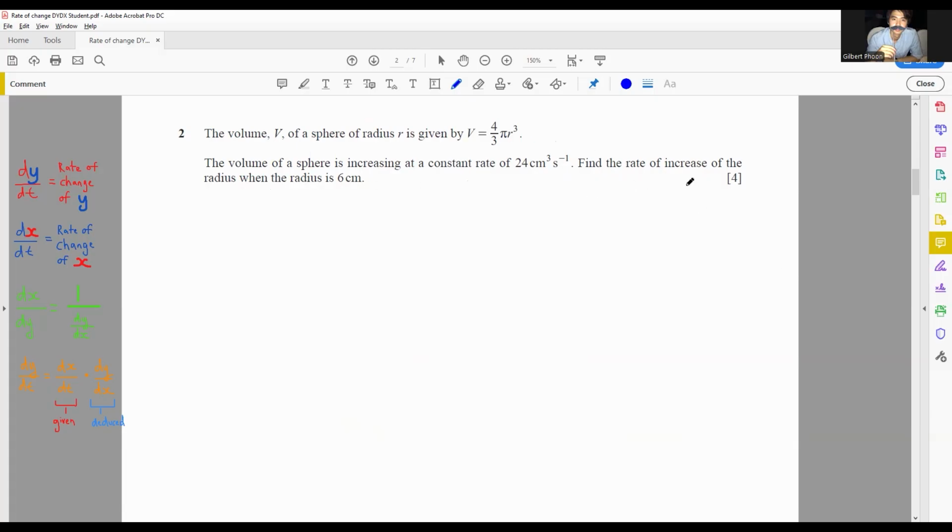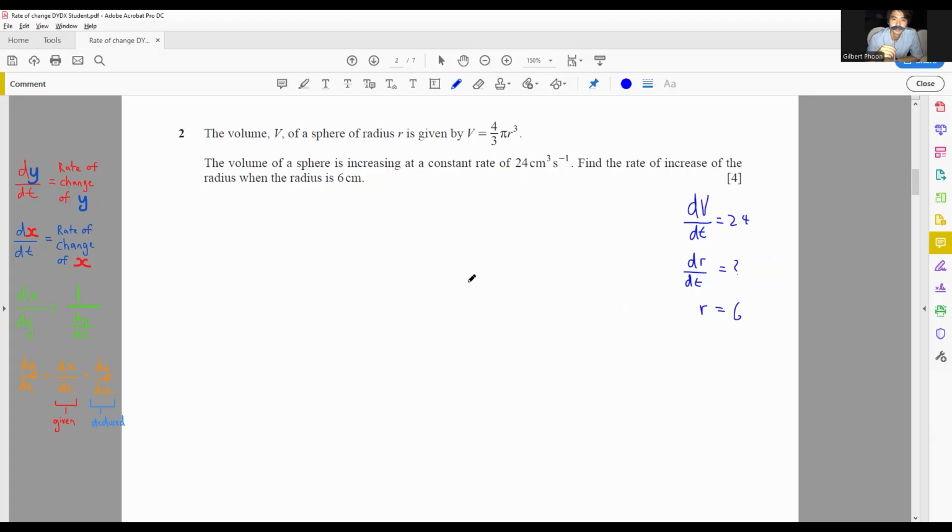Now, what I'm going to do is write down everything, identifying that this is the volume units, then this is actually dV over dt, which equals 24. Then find the rate of increase of the radius, the rate of change of radius, which in this case is going to be dr over dt. This is the question, when the radius is equal to 6.